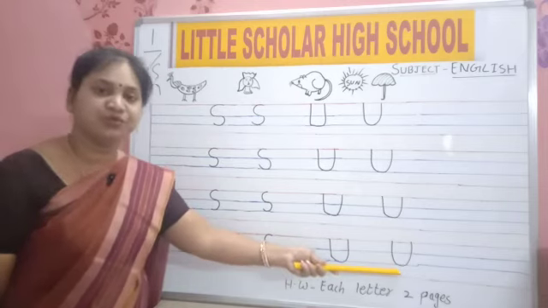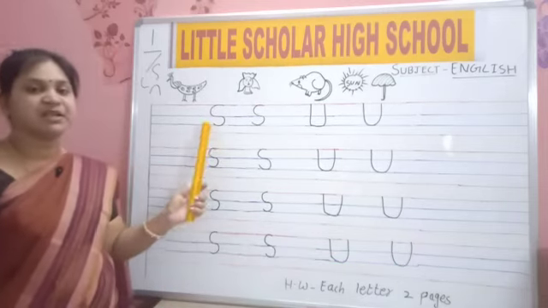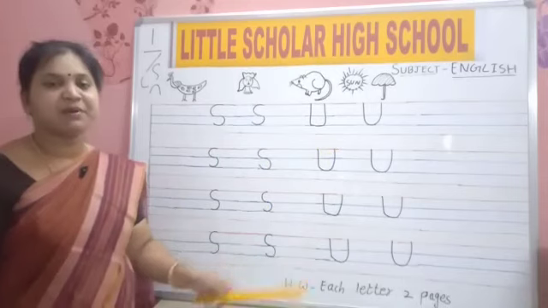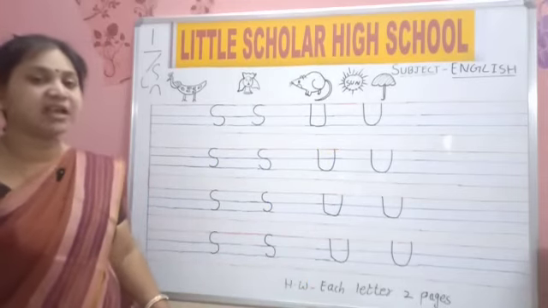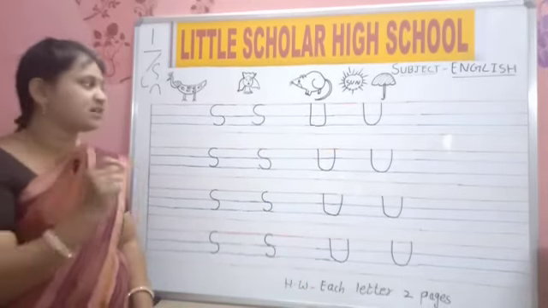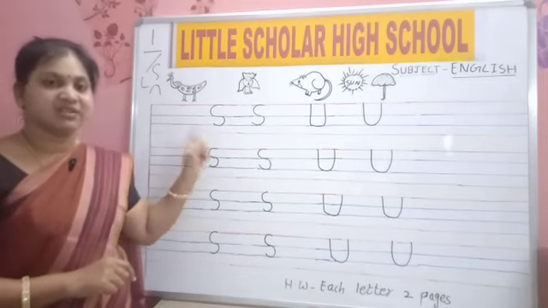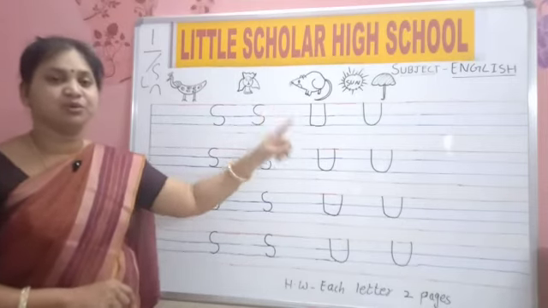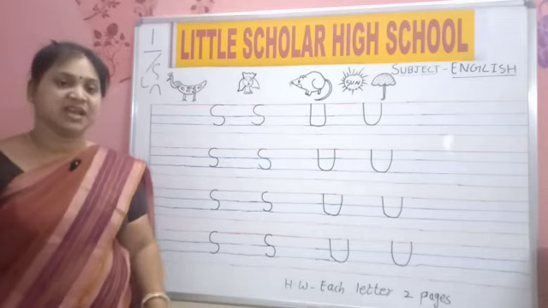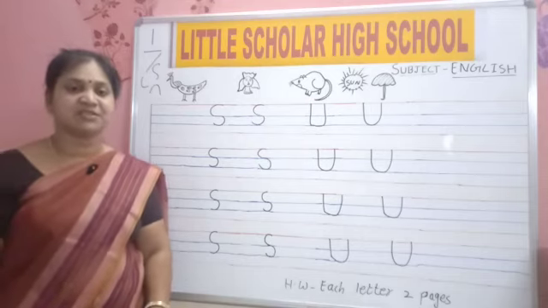So your homework will be S 2 papers and U 2 papers. Write very neatly, touching the lines, and when you are writing, you will say the letters. How will you say? S for sun. When you are writing U, what will you say? U for umbrella. Say and write very neatly, each letter 2 pages. Children, thank you.